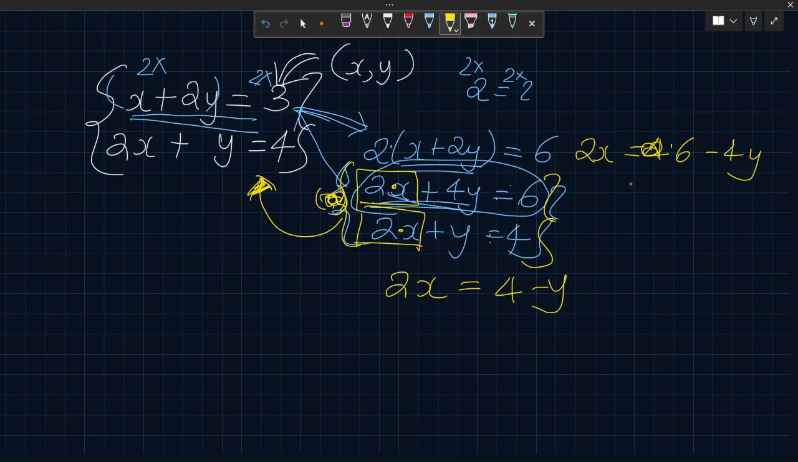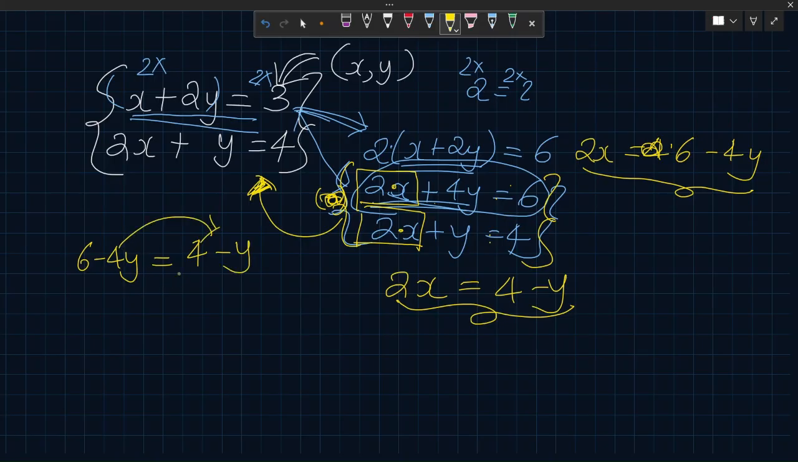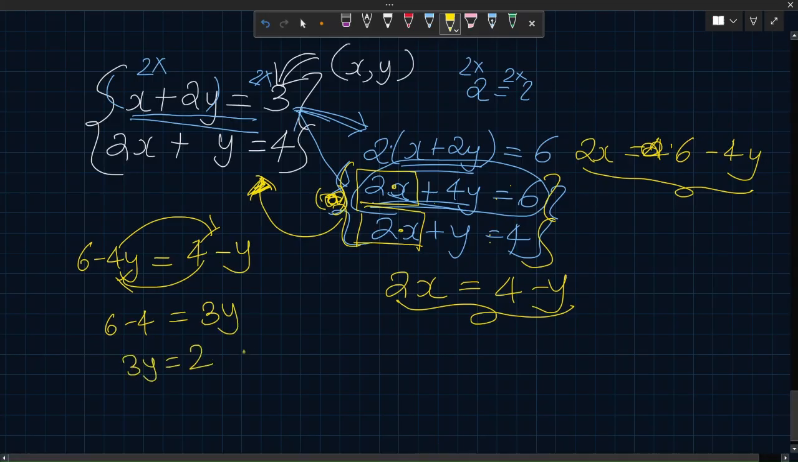So 2 times x is 6 minus 4y. At the same time, 2 times x must also be 4 minus y, which implies 6 minus 4y must equal 4 minus y. Now I can just bring this on this side and take this here. So 6 minus 4 is just 3y, and that means 3y is just 2, which means y is just 2 by 3.